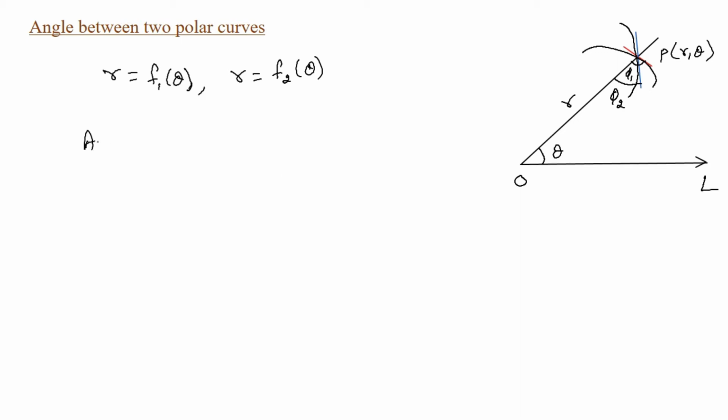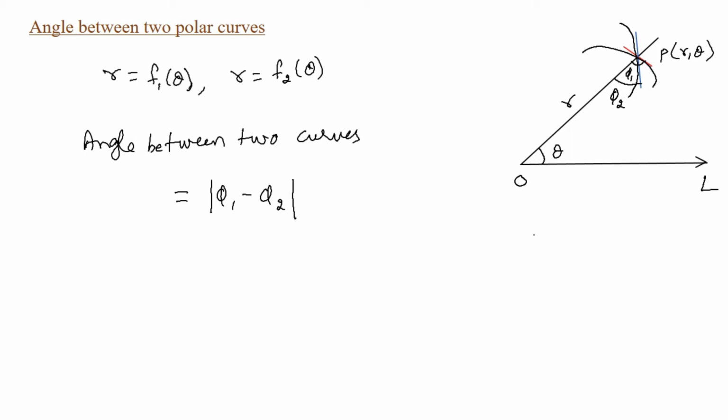Angle between two curves will be equal to phi 1 minus phi 2, where phi 1 and phi 2 are the angles made with the radius vector and the respective tangents. So let me take this as modulus, because the angle should always be positive irrespective of phi 1 and phi 2 being a greater value or a smaller value. So the difference should always be positive. So that is the angle between the two polar curves, modulus of phi 1 minus phi 2.